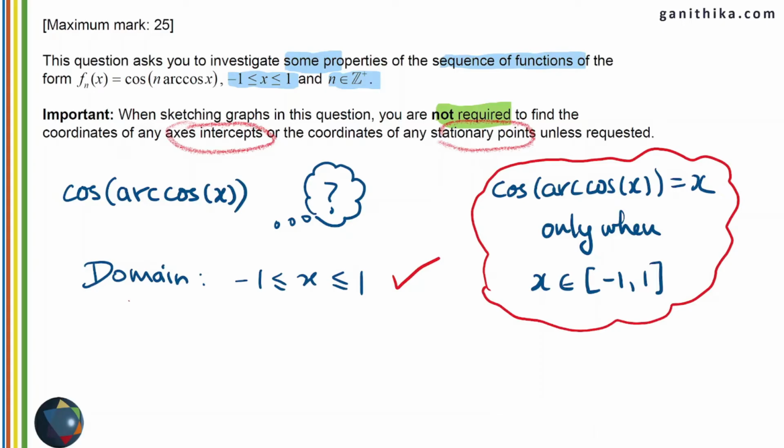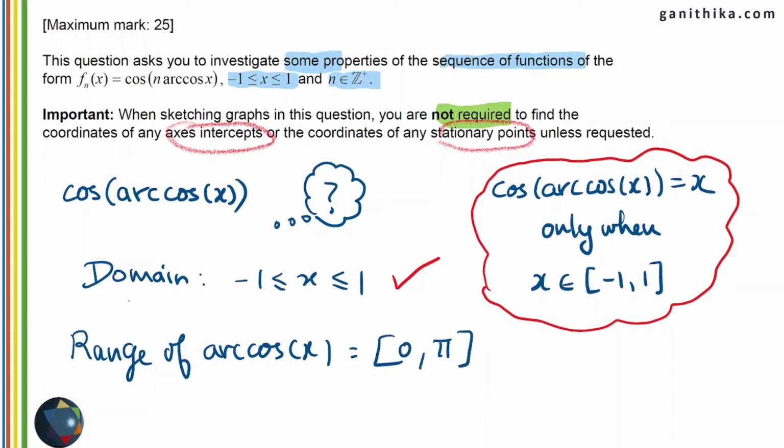In the same way, you can think about any other information that comes to your mind on the information given here. For example, you can write the range of arccos of x, which is 0 to pi, or anything else that comes to your mind can be written at this point of time. This information will help you a lot while you are solving this question.